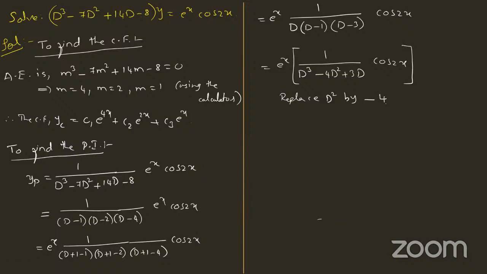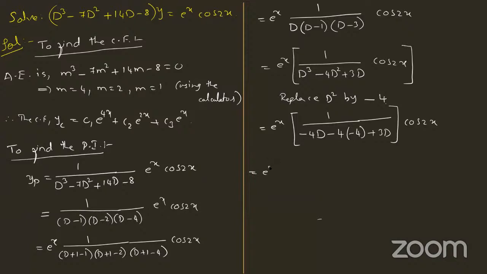So if you can do this, see what happens. This is equal to e power x into 1 divided by, as we discussed a few minutes ago, when it is d cube, we write it as d square into d, isn't it? So in place of d square, we write it as minus 4. So it becomes minus 4d, the first term. Then minus 4 into, in place of this d square, we write again minus 4. And this 3d, we write it as it is, 3d. All this operating on cos 2x.